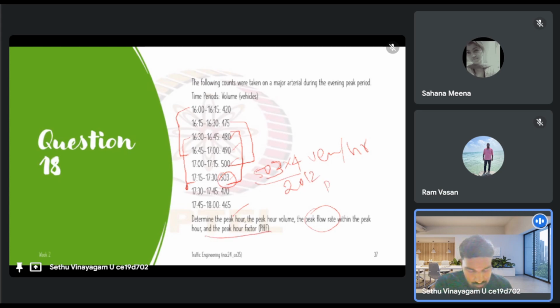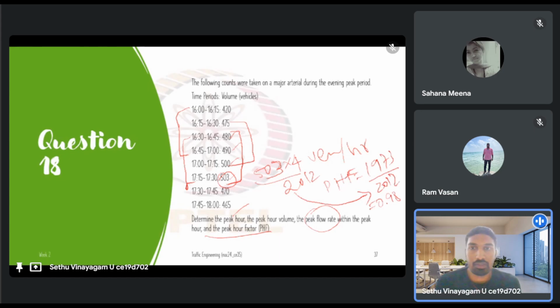And the peak hour factor. So what is peak hour factor? It is the hourly flow divided by the peak flow rate, right? What is our hourly flow? That is 1973, the maximum hourly flow, divided by the peak flow rate 2012. That gives you 0.98. Okay, so yeah, that was correct.